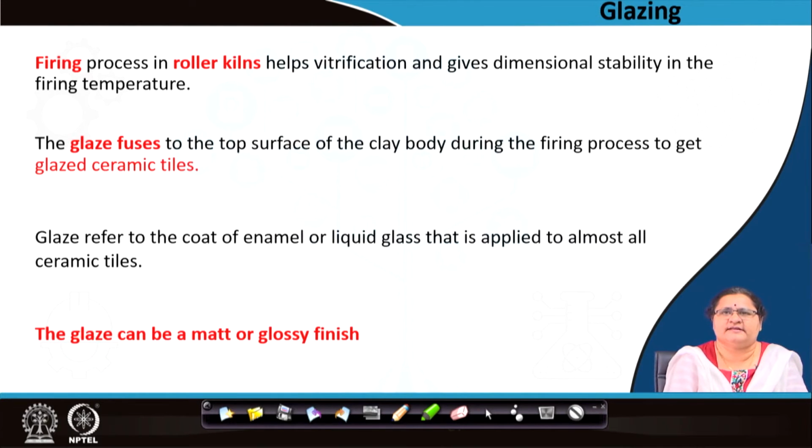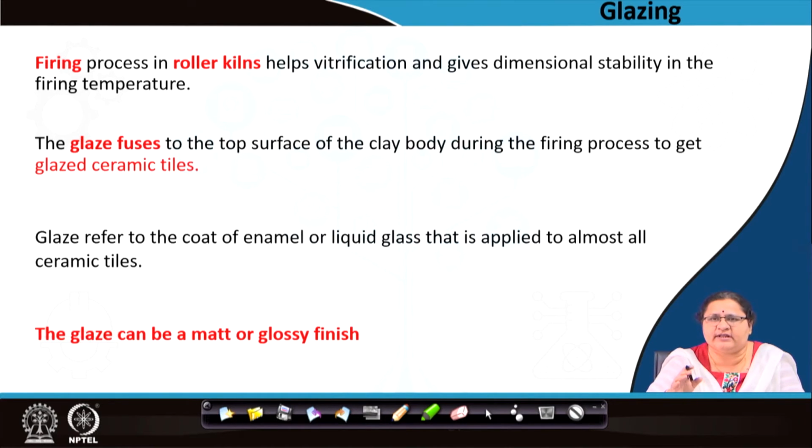Now is the firing process, where these unfired tiles are put into the roller kiln where vitrification takes place, and this gives the dimensional stability and the vitreousness gradually in the firing process. The glaze, whichever was the top layer, fuses on the top surface of the clay body during the firing, and these tiles are called glazed ceramic tiles.